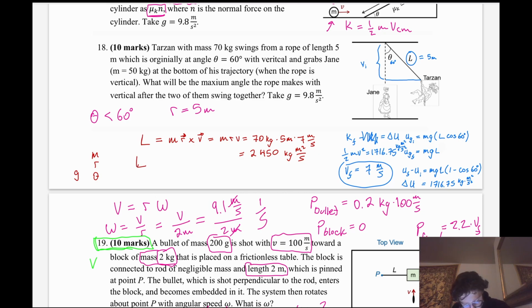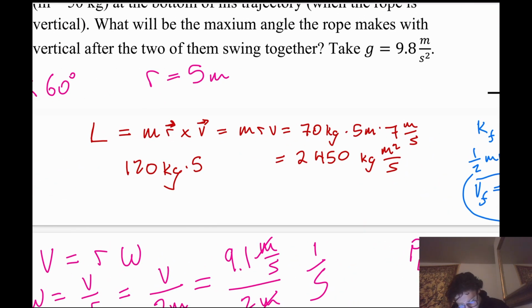Now we have a new angular momentum. So the mass increases. So 2450 equals the new mass, which is 70 plus 50, is 120 kg times... Okay, I see. So a new velocity. So the velocity slows down because the mass increases, because of conservation of angular momentum. Hopefully that makes sense. R is 5 meters, and now this is the V new. This is the V as soon as he picks up the girl.